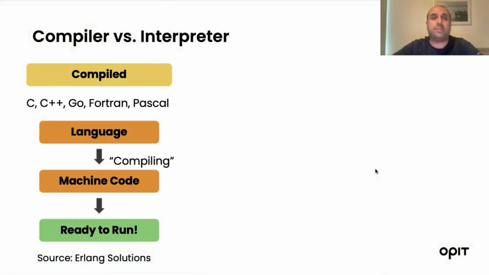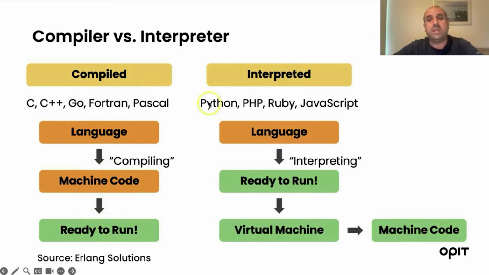Now, to compare interpreter and compiler, a compiler is used for languages like C++, C, Go, Fortran or Pascal. The language is transformed by compiling into machine code, which is ready to run. At the interpreted level, with languages like Python, JavaScript, PHP or Ruby, the code is written in an interpreted language, which is made ready to run on a virtual machine, which then produces machine code.